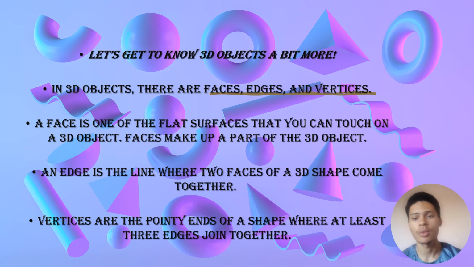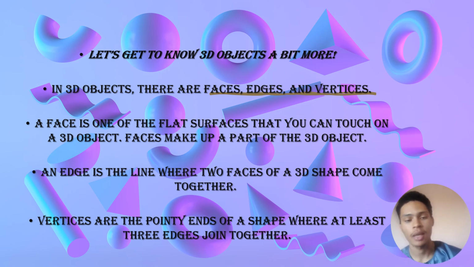So let's get to know 3D objects a bit more. In 3D objects, there are faces, edges, and vertices. So to start, a face is one of the flat surfaces that you can touch on a 3D object. Faces make up part of the 3D object. So hence, one can assume that a 3D object has many faces.